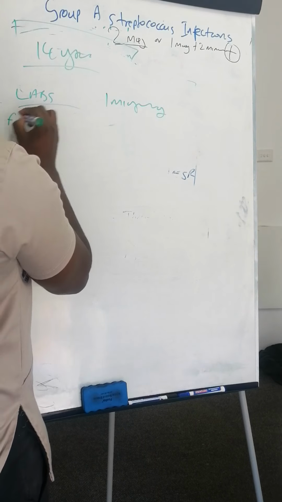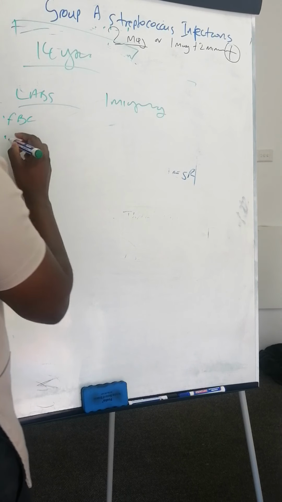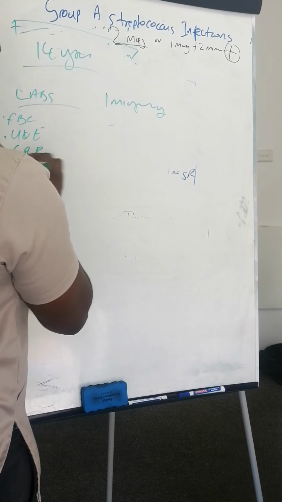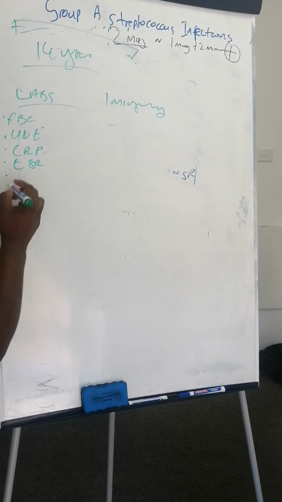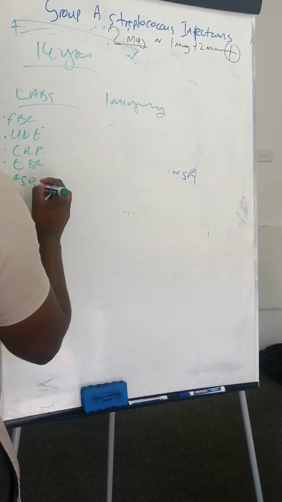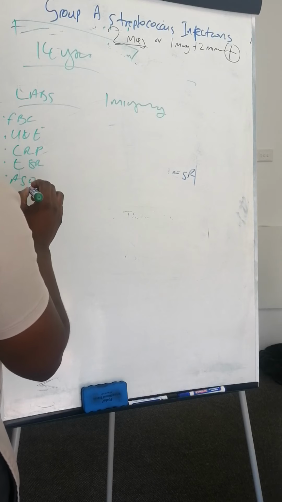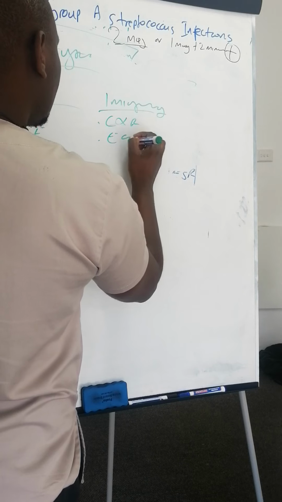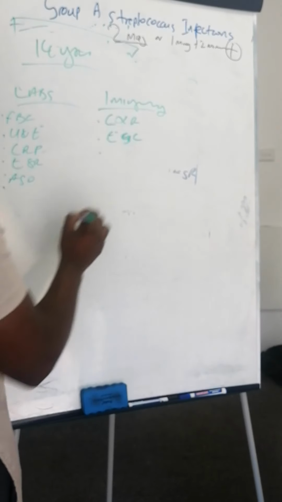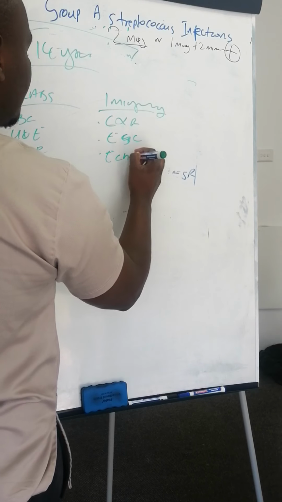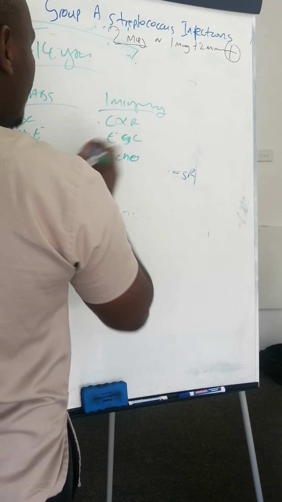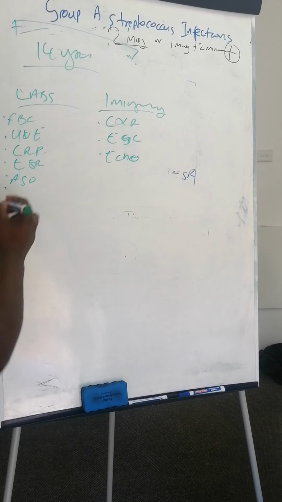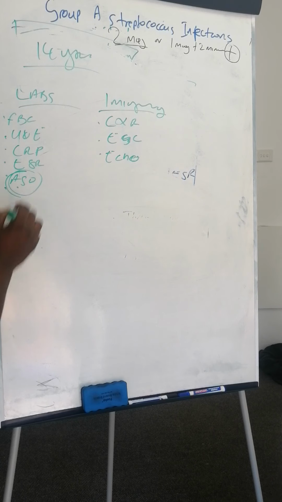So the labs, do FBC, do your basic bloods. Just do your basic bloods. Do your CRP, do your ESR, do your ASO, and then the imaging, chest X-ray, ECG. When they've got carditis, they will definitely need an echo, cardiac echo. So basically that's that. Or your throat swab.